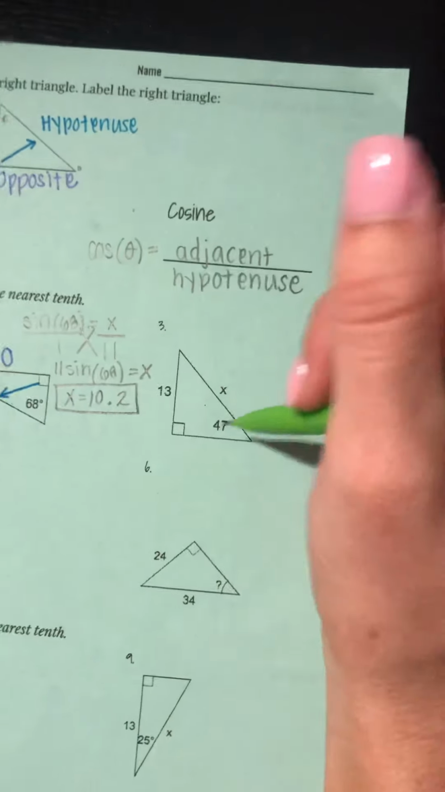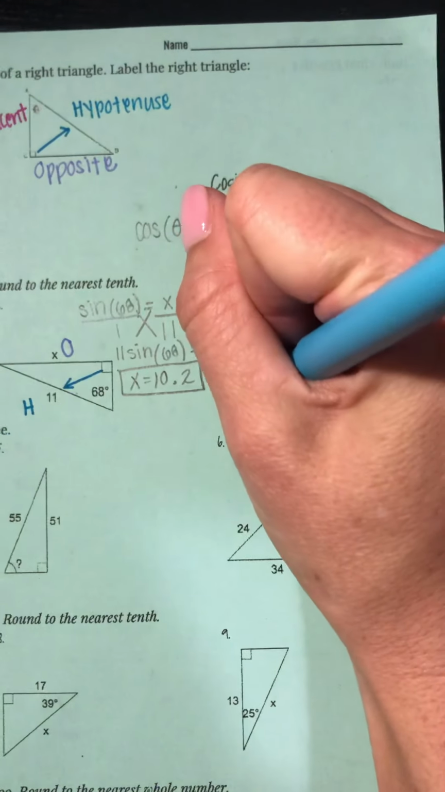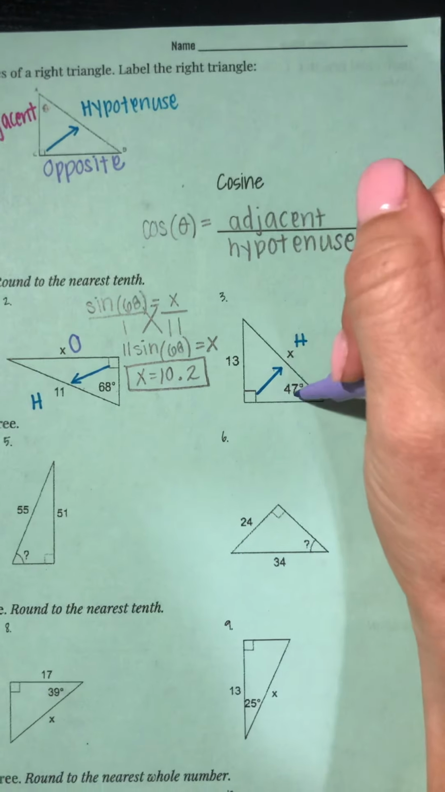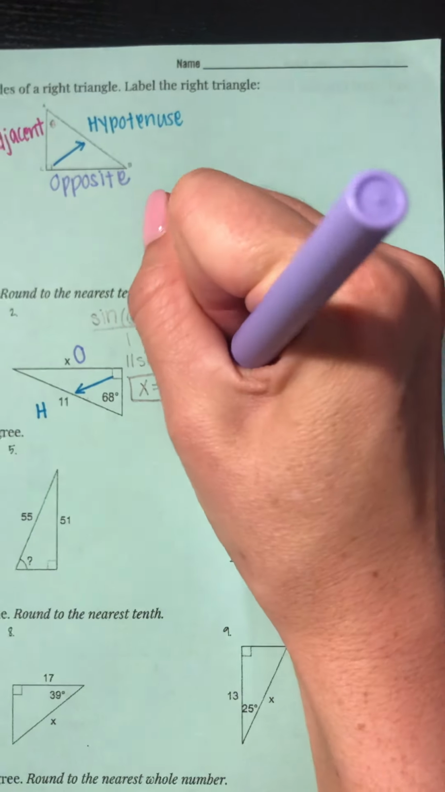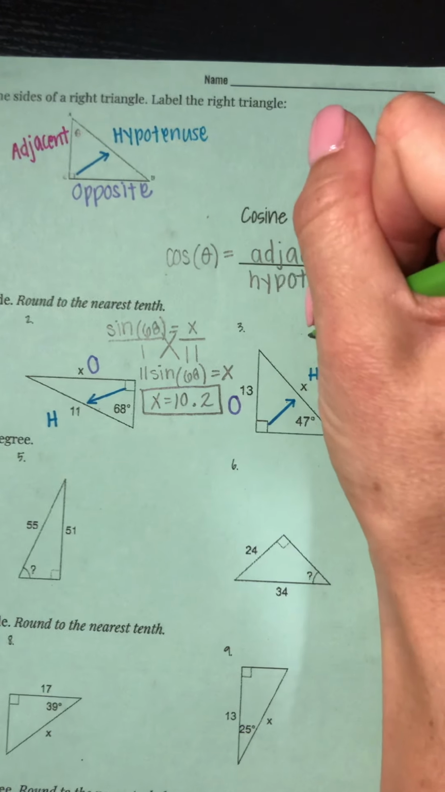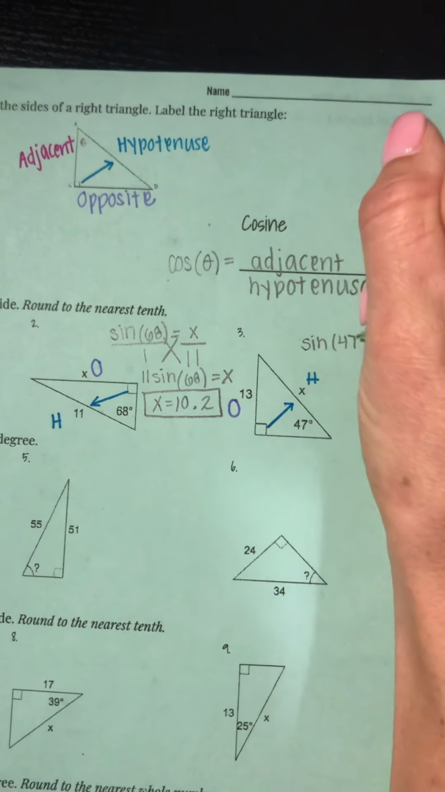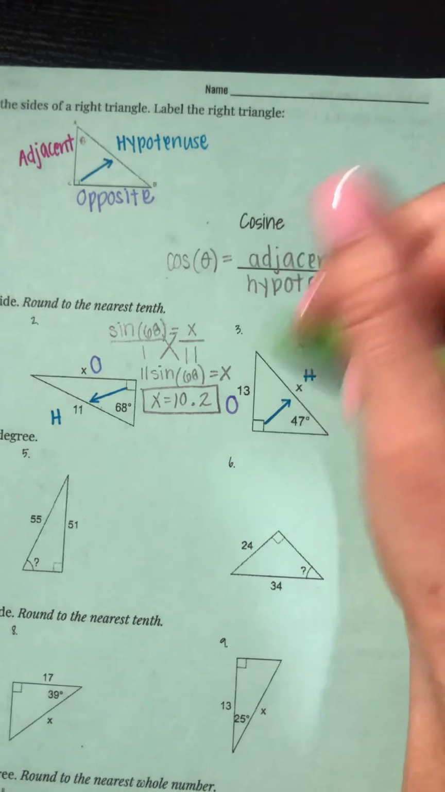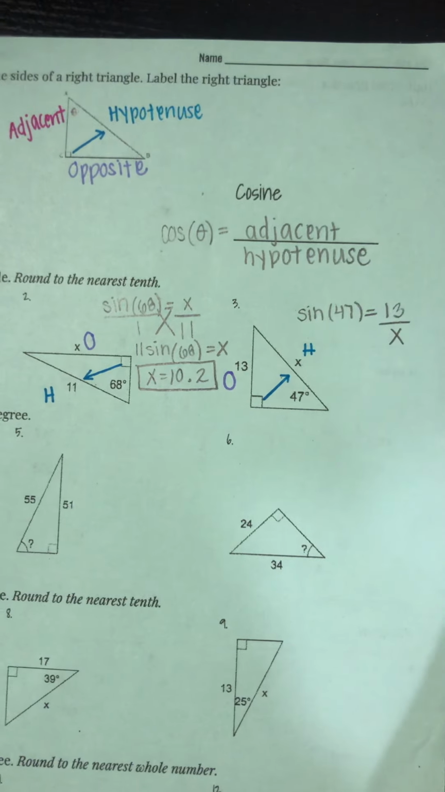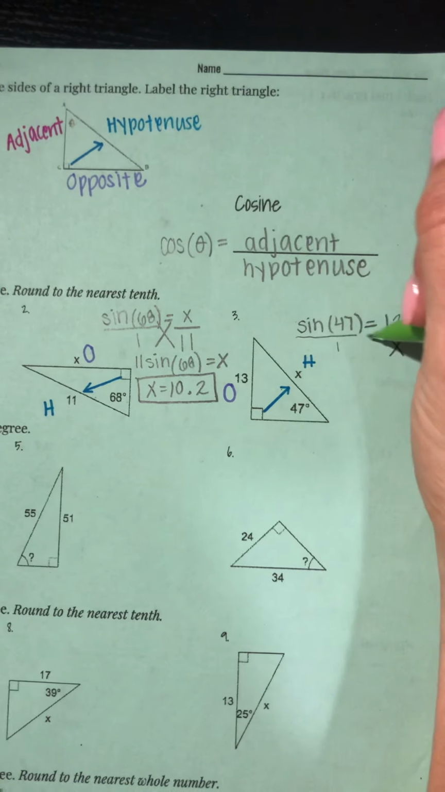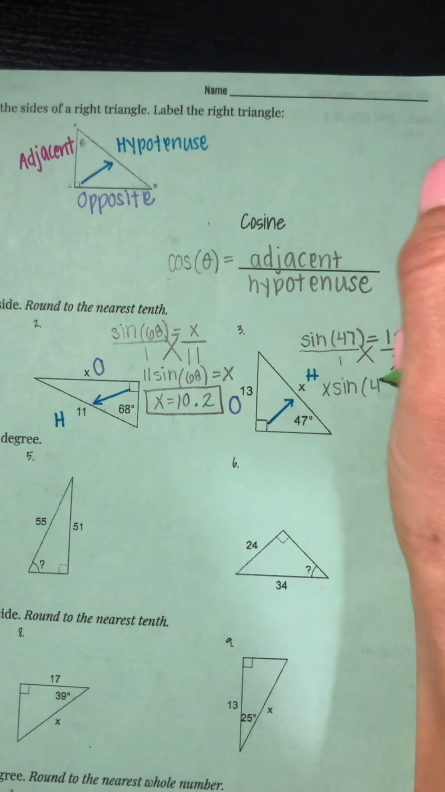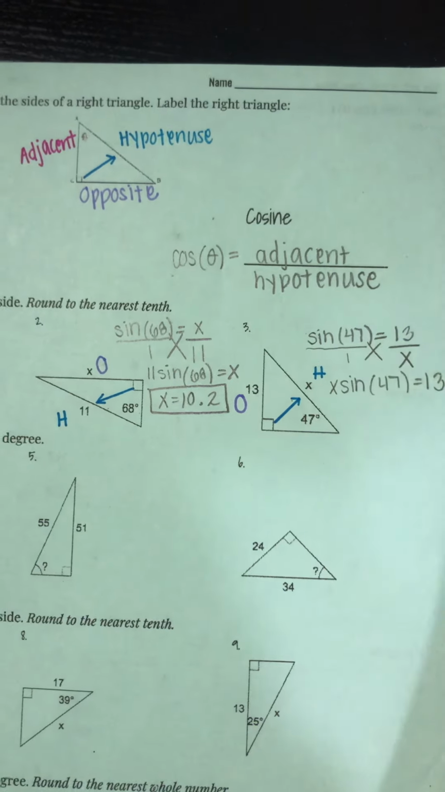And number 3, so you're gonna do the same thing. Label your triangle. X is our hypotenuse. And since 13 is away from 47, this is our opposite. So we have sine of 47 equal to our opposite, which in this case is 13, over x. And then cross multiply. Now you have x times sine of 47 equals 13.